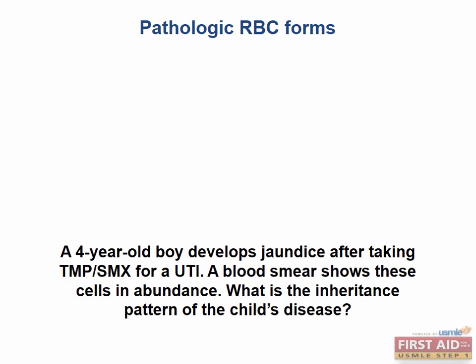A 4-year-old boy develops jaundice after taking TMP-SMX for a UTI. A blood smear shows these cells in abundance. What is the inheritance pattern of this child's disease? Well, if you know that degmacytes, also known as bite cells, are common in G6PD deficiency, and that these patients are particularly susceptible to sulfa drugs, then you're already halfway to the answer.